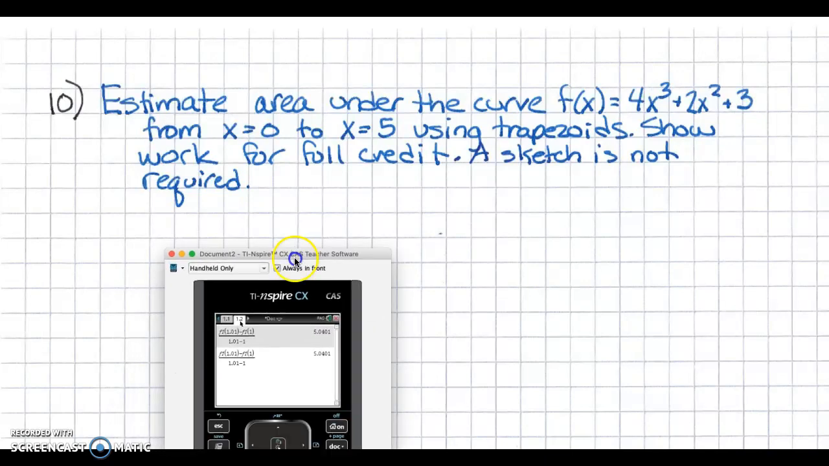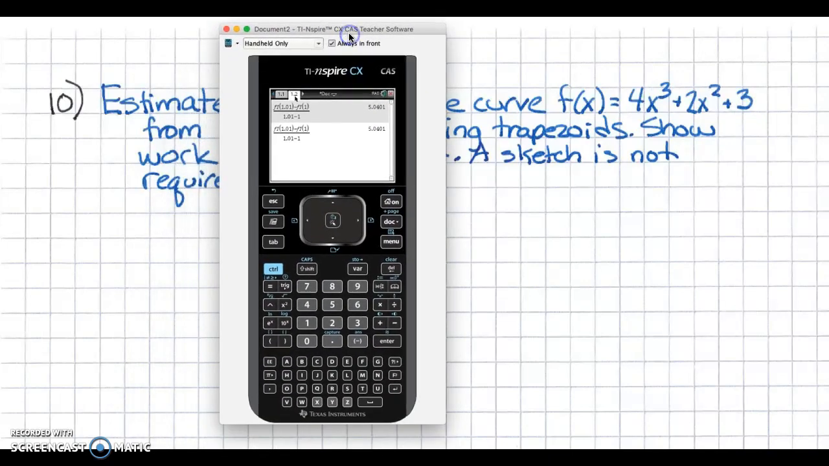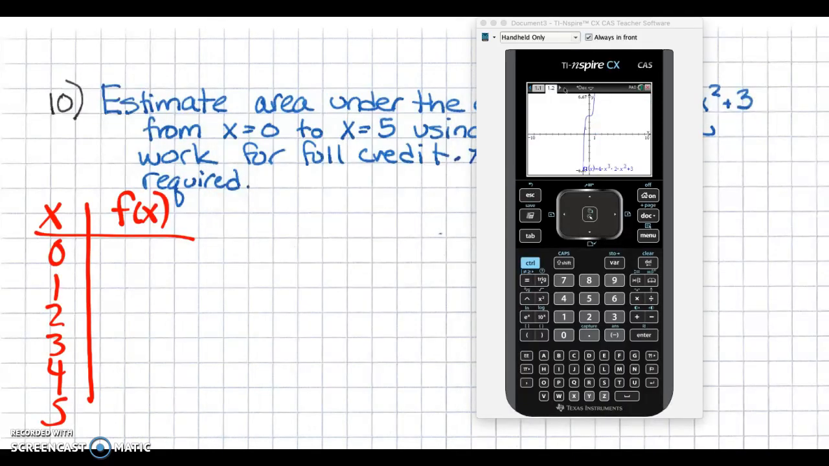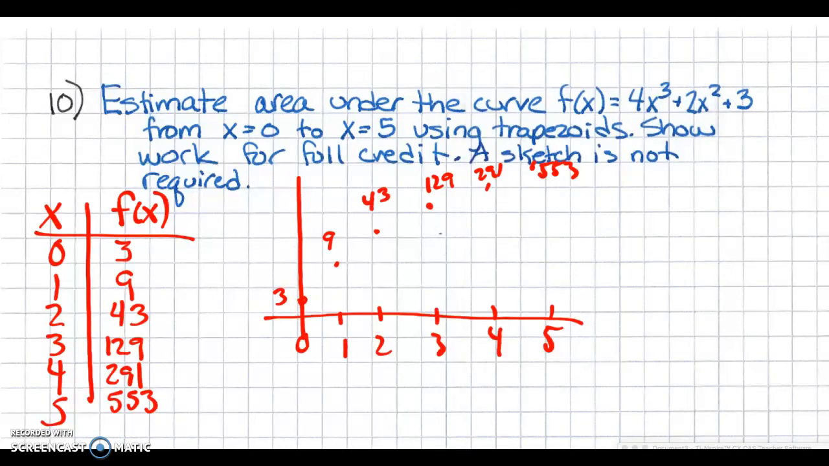So this one says estimate the area under the curve, and I'm going to put this into the calculator. What I've done is I put the function into the calculator, and I'm going to pull up the table, Control-T, and I'm going to write down the values for each of these points on the page here. The values for this function out of my calculator, and I'm thinking of having 5 trapezoids between them. This picture's not to scale. 1, 2, 3, 4, 5.